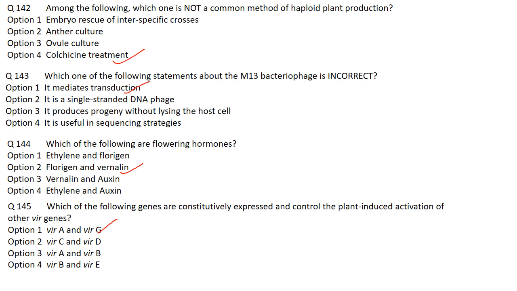Which one of the following are flowering hormones? Florigen and vernalin. Answer is option 2. Which of the following genes are constitutively expressed and control the plant-induced activation of the Vir genes? So Vir A and Vir G. These are constitutively expressed. Answer is option 1.